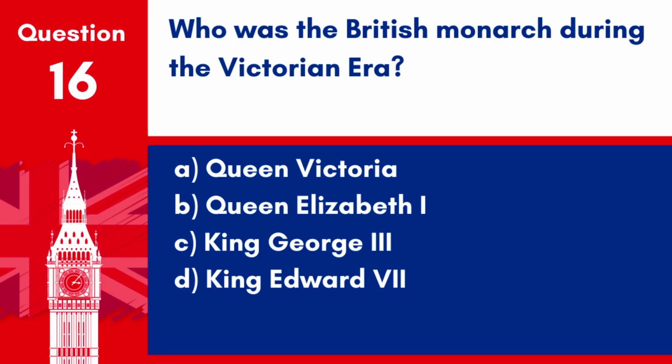A. Queen Victoria. B. Queen Elizabeth I. C. King George III. D. King Edward VII. Answer A. Queen Victoria. Queen Victoria was the British monarch during the Victorian era, a period known for industrial, cultural, political, scientific, and military changes in the United Kingdom.